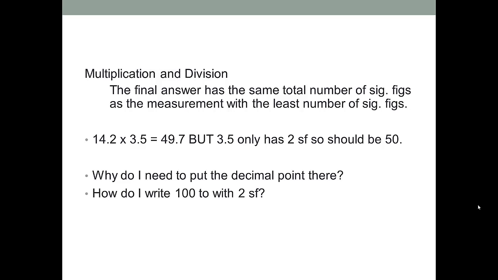So when you write this out, our calculated answer was 49.7. So we need 50 to have 2 sig figs. So you'll notice that I put the decimal point there to make it have 2 sig figs.